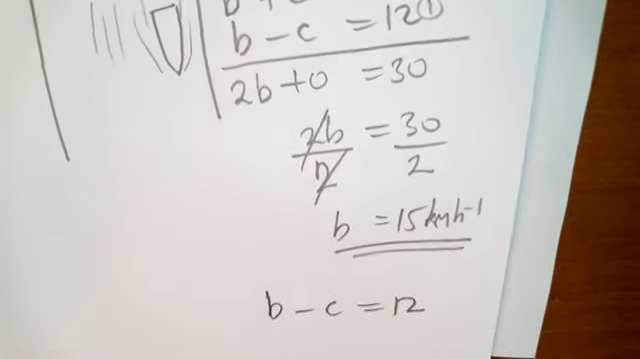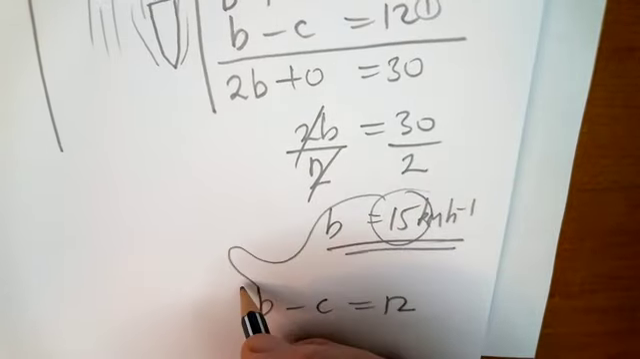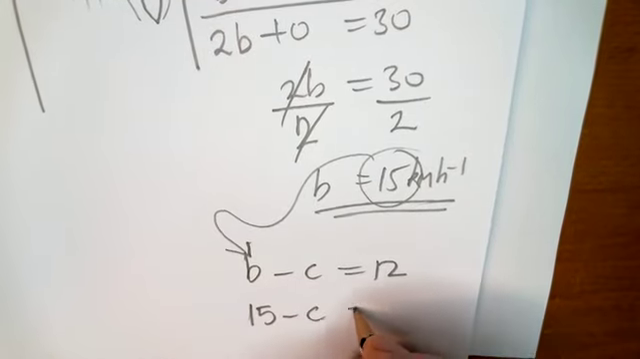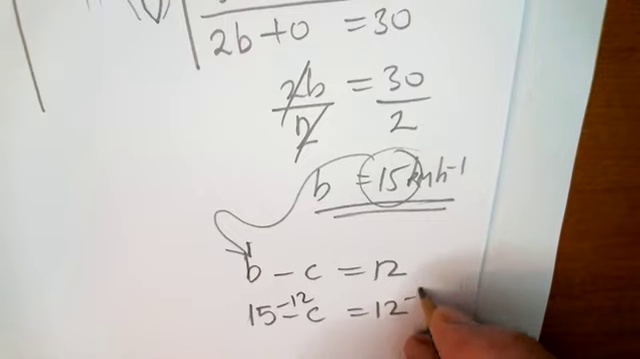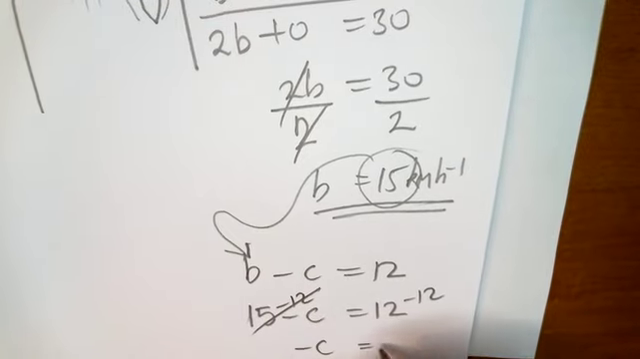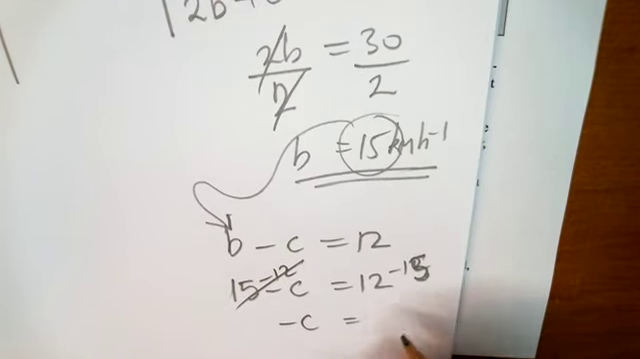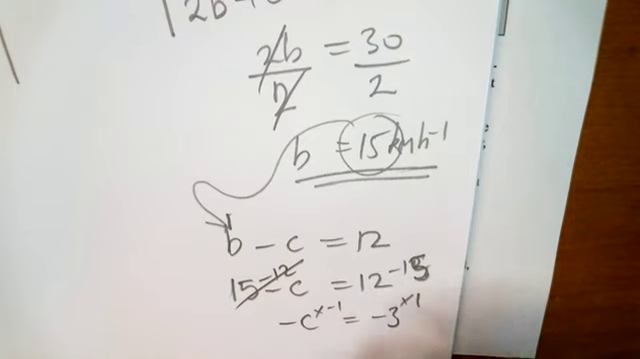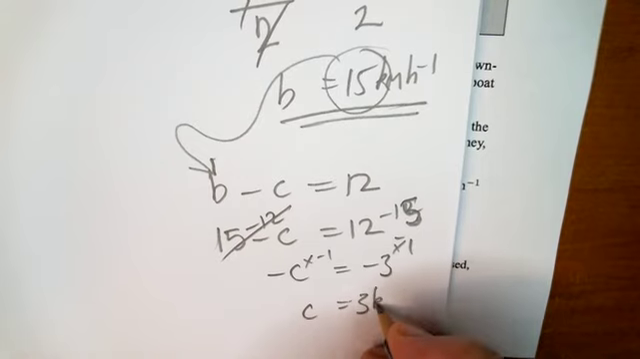It doesn't matter which one you put it in, by the way. It's just easier to do this one. So I'm going to plonk the 15 directly into the B here. So B is 15, so 15 minus C is equal to 12. Let's subtract 15 from both sides. Minus C is 12 minus 15, which is minus 3. Multiply both sides by negative 1, and C is equal to 3 kilometers per hour.